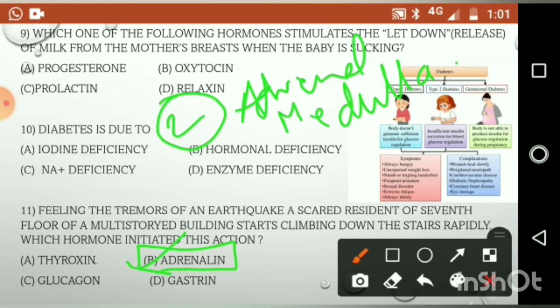Now adrenaline increases your heartbeat, and it leads to pupil dilation, and piloerection, that is standing of the hair on your skin. Basically it increases your blood sugar level. There are many functions of adrenaline. Okay, so let's go to the next question.